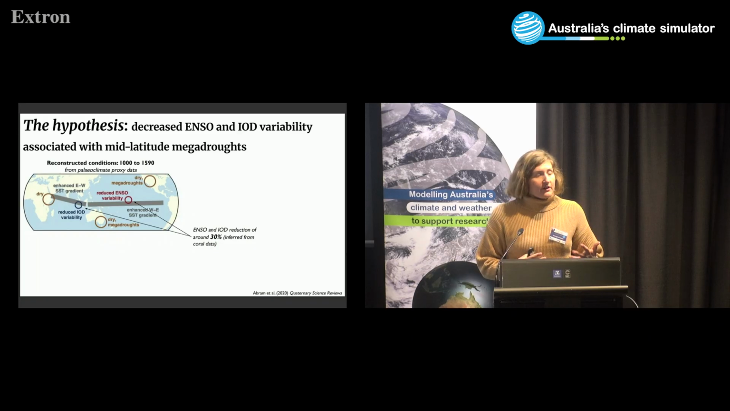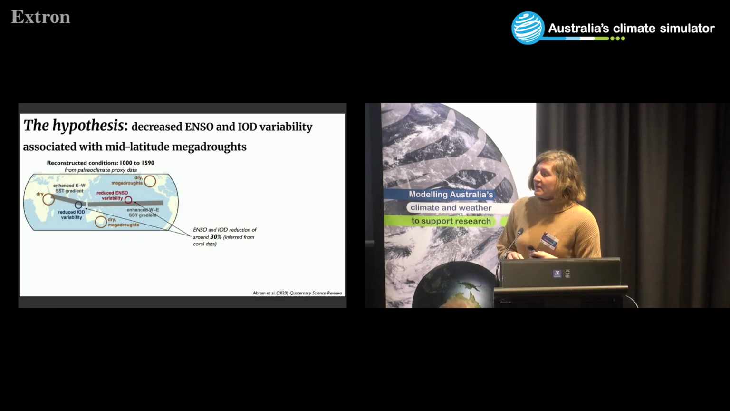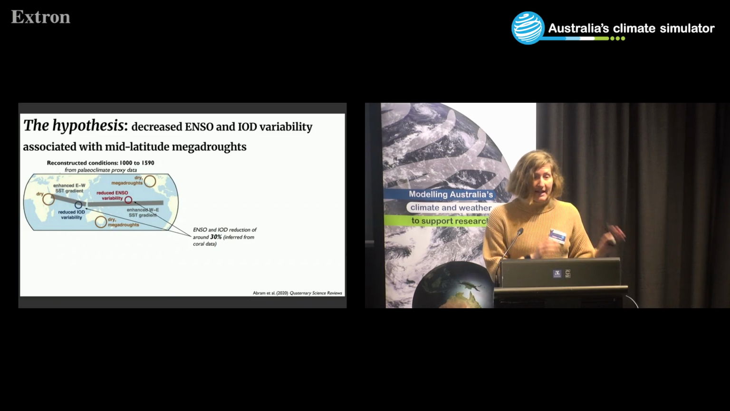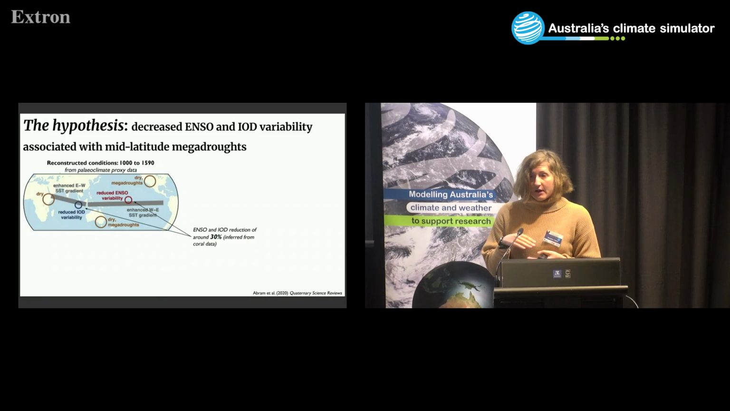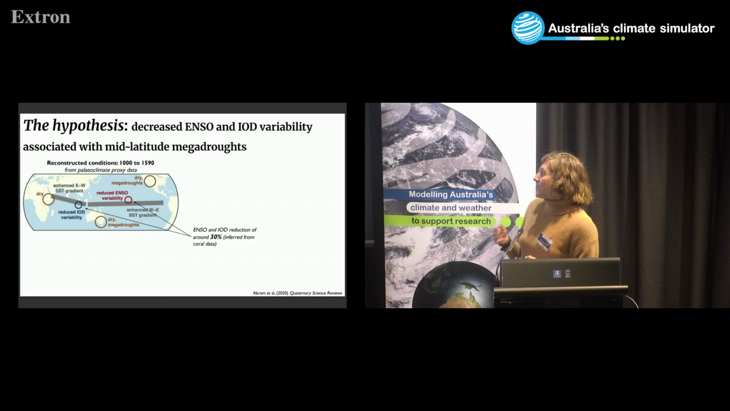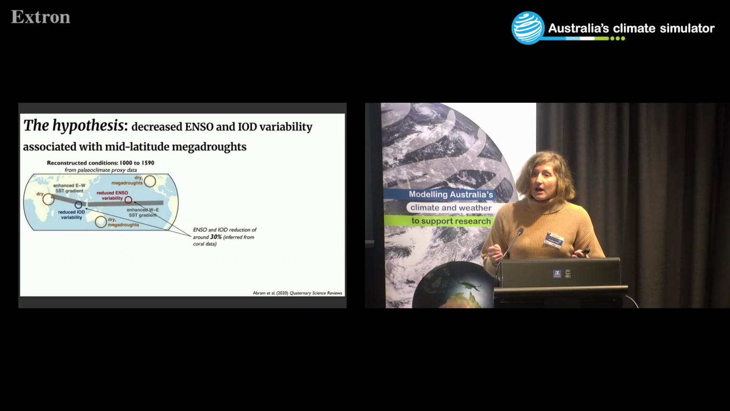There's also evidence from the paleoclimate record to suggest that there's even more to the story than just ENSO and IOD phase. Here I am showing a graphic from Nerali Abrams' 2020 review paper summarizing climatic conditions in the first half of the last millennium as reconstructed from paleoclimate data. Here coral records suggest that ENSO and IOD variability was reduced by about 30% at the same time as there's evidence for dry conditions, more droughts, even mega droughts in the northern and southern mid-latitudes.